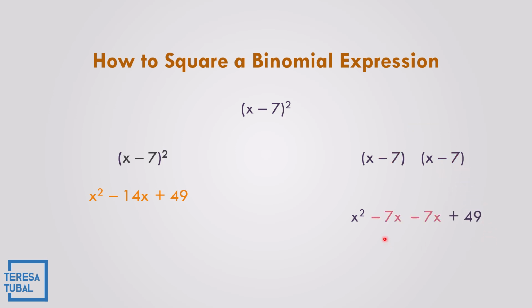So let us combine negative 7x and negative 7x, and then the rest copy. Copy x squared. Negative 7 and negative 7, the answer is equal to negative 14x. And then copy 49. So as you can see, we may use the square of binomial or the FOIL method to expand the quantity x minus 7 squared. The answers are the same, that is x squared minus 14x plus 49.